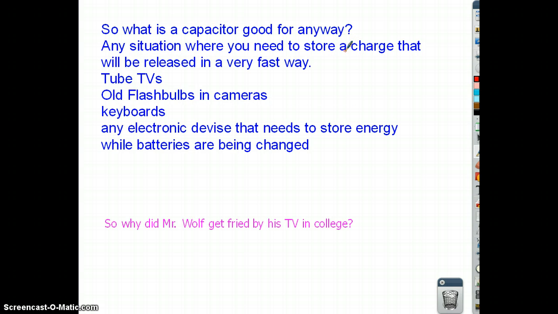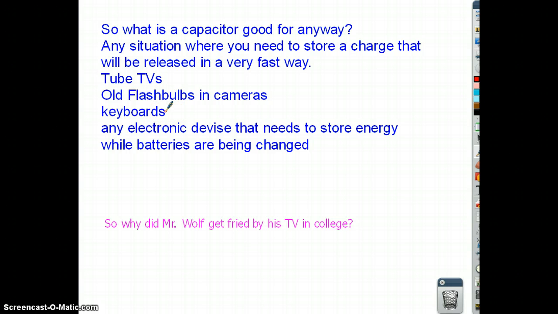So what are capacitors good for? Anything where you need to store a charge that can be released in a very fast way. Old-fashioned tube TVs had a very large capacitor in them. Old-fashioned light bulbs and cameras. You would plug a flash bulb on top of the camera, and when you hit the flash, it would burn that bulb out and use it up. Well, there's a capacitor storing the charge for that flash bulb. Today, of course, we have LED flashes that are repeatedly used over and over again.